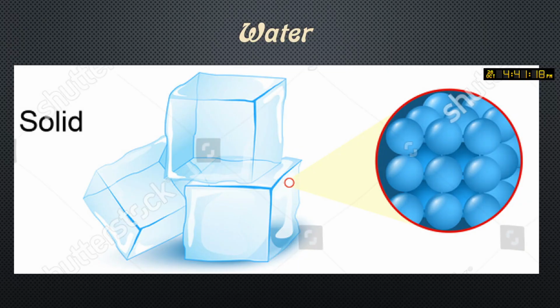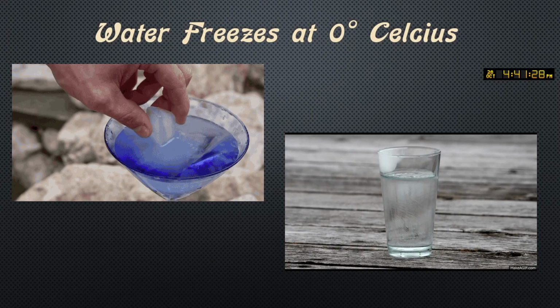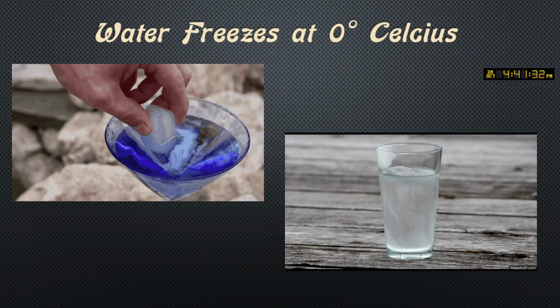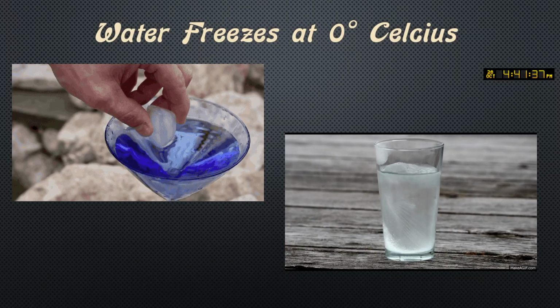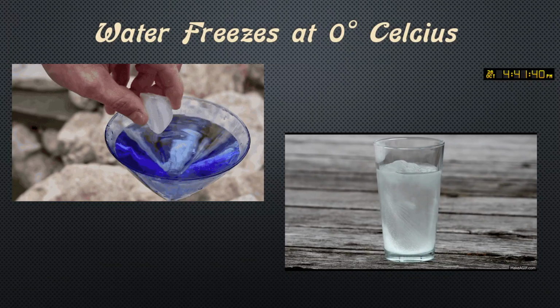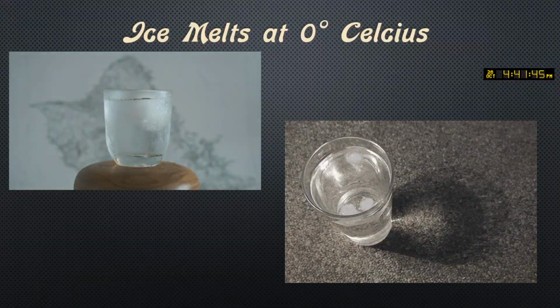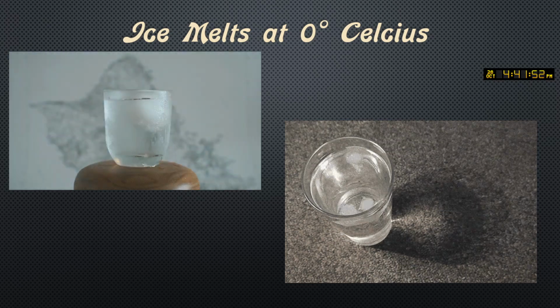As you look, the molecules are packed very tightly. The solid water is known as ice. Of course, liquid water will freeze at 0 degrees Celsius. Now, if you have solid water, which is ice, and you want to do the reverse process, it's going to melt at 0 degrees Celsius. So it depends on whether the temperature is going up or going down. It's either going to freeze if the temperature is dropping, or it's going to melt if the temperature is rising.